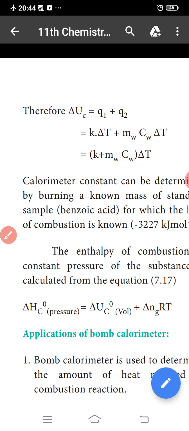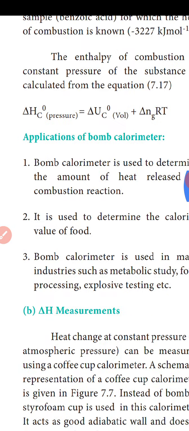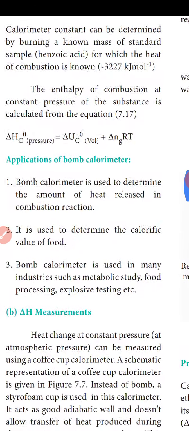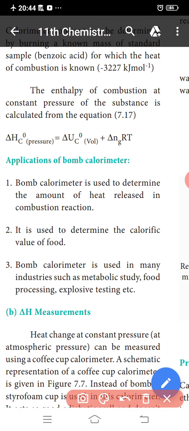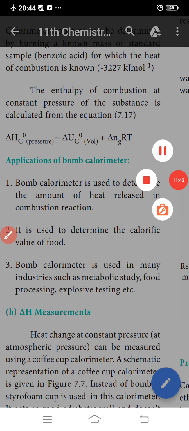These are the applications of the bomb calorimeter. The bomb calorimeter is used to determine the amount of heat released in a combustion reaction, and to determine the calorific value of food. It is used mainly in industries, metabolic studies, food processing, explosive testing, etc. Okay, thank you, students.